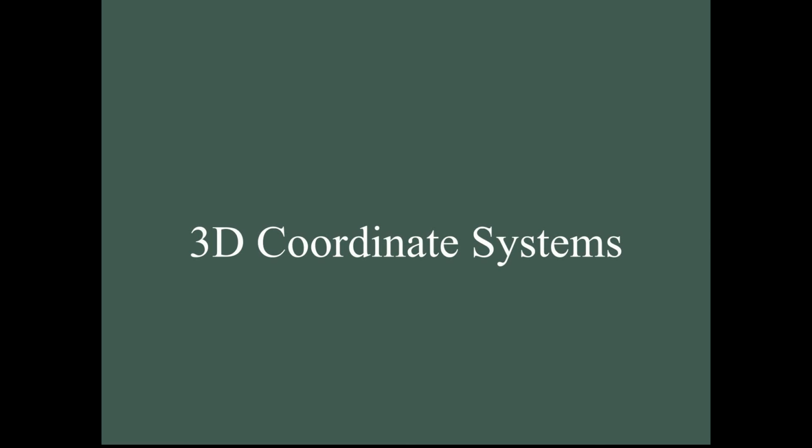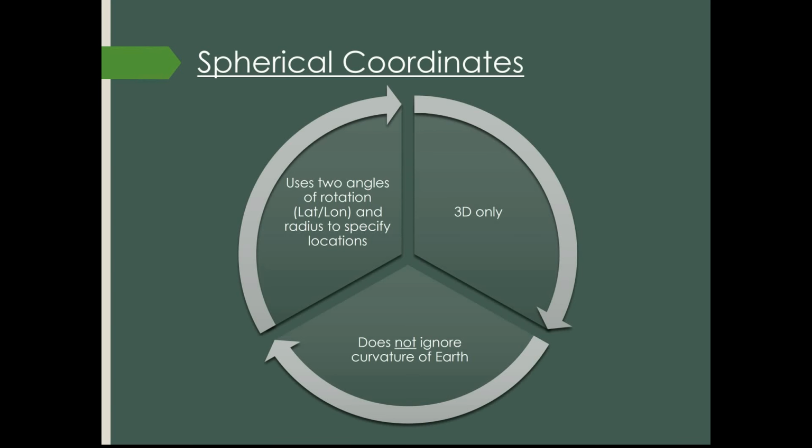Alright, so let's start off by talking about 3D coordinate systems. As it pertains to Earth, we use three-dimensional coordinate systems which represent a sphere, such as the Earth. The important thing to note about the 3D coordinate systems that we are going to discuss in this lecture is that we will not ignore the curvature of the Earth, which makes it ideal for displaying locations and measuring distances across long distances, where the curvature of the Earth will become a factor.